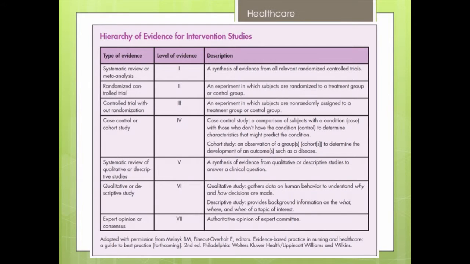This is an example of a healthcare-related hierarchy of evidence for intervention studies. Intervention studies are used in nursing, healthcare, social work, that kind of thing. It lists the types of evidence in rank, number 1 being the best, and number 7 having the least strength as evidence. Expert opinion or consensus is the lowest type of evidence, which is a really important thing for students to recognize: just because an expert says it doesn't mean it's actually right.